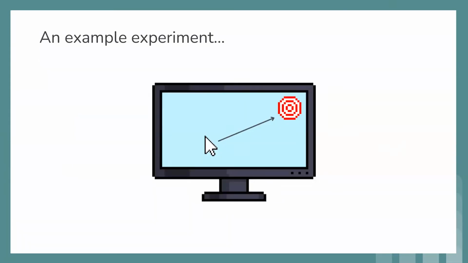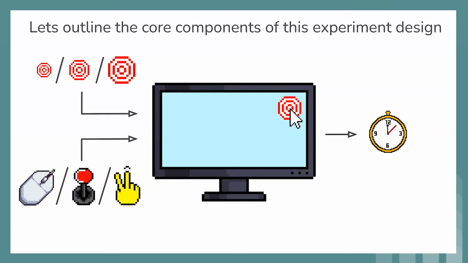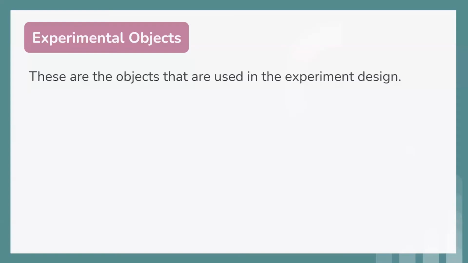Let's imagine an example experiment where we wish to measure how quickly somebody can move a cursor on a screen towards a target. And we want to compare different kinds of input device, such as a mouse, joystick, and a trackpad, as well as compare the impact of different sizes of targets. Let's outline the core components of this experimental design.